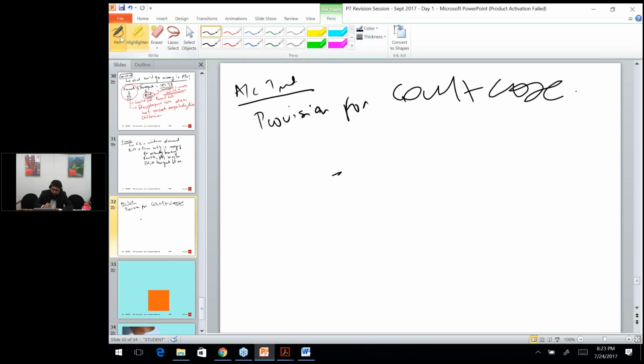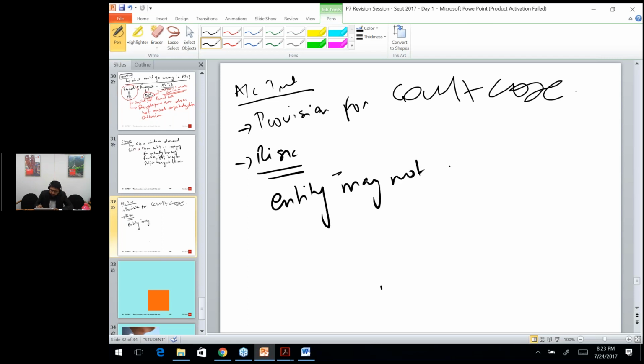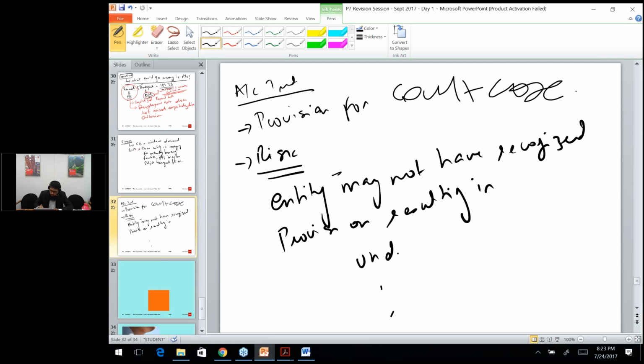So if the entity should have recognized the provision for the court case, what exactly is the risk of material misstatement? The risk of material misstatement is that the entity may not have recognized the provision, resulting in understatement of liability. That's one of the risks.